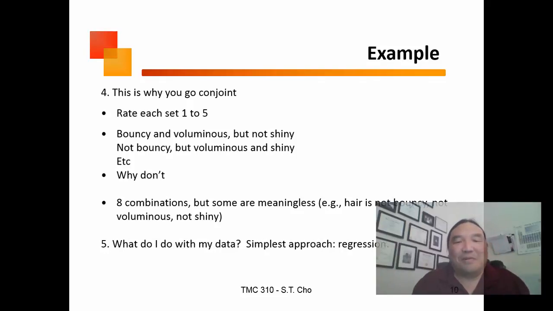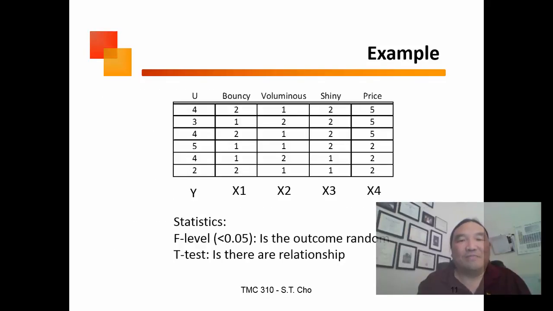For example, what kind of rating do you think people are going to give for hair that's not bouncy, not voluminous, and not shiny? I mean, everybody's going to give it a 1. So it's sort of like, well, what's the point of even putting the question in there? All it does is skew the results and tells you absolutely nothing. And once you get your data, then what you can do is you can just use regression. And that'll be in the Excel lecture.